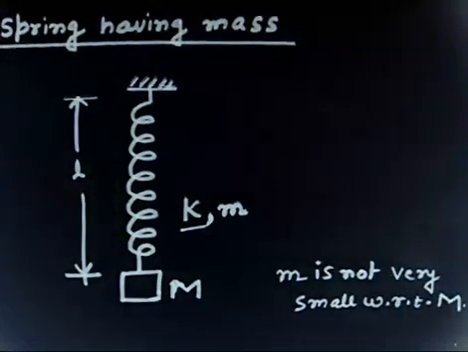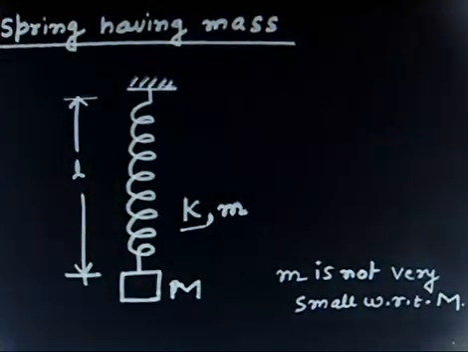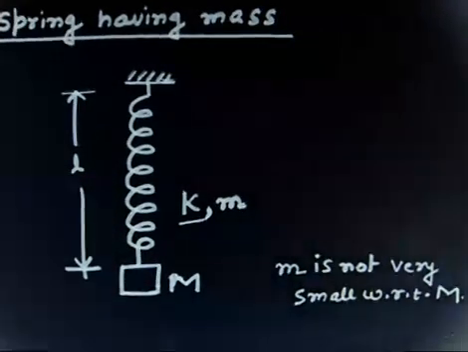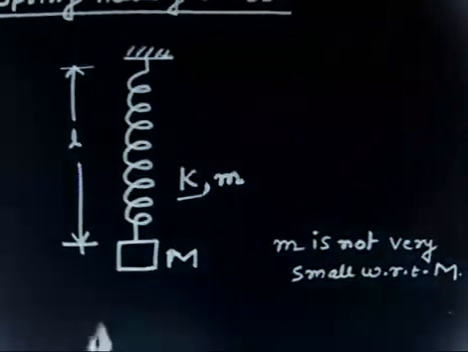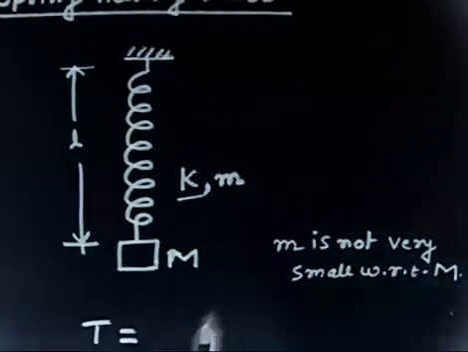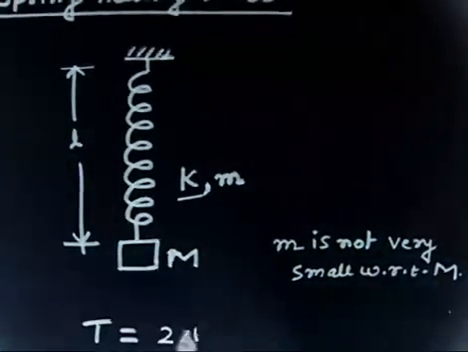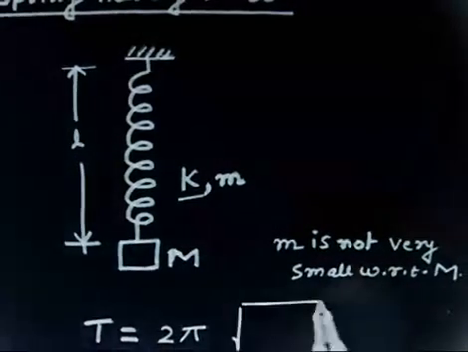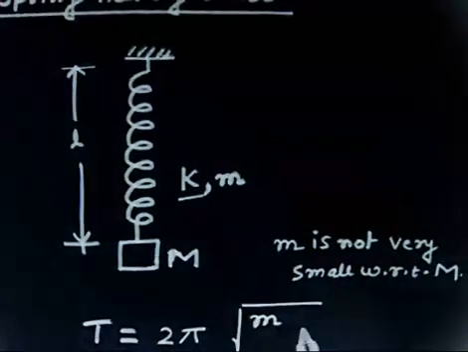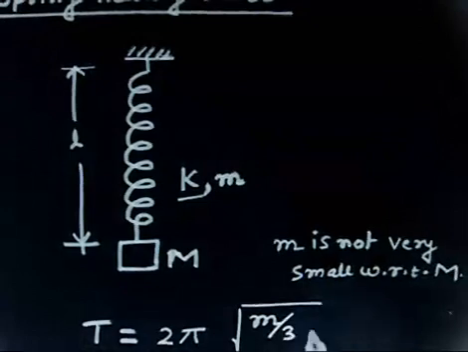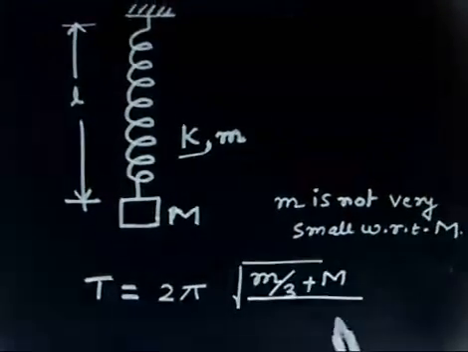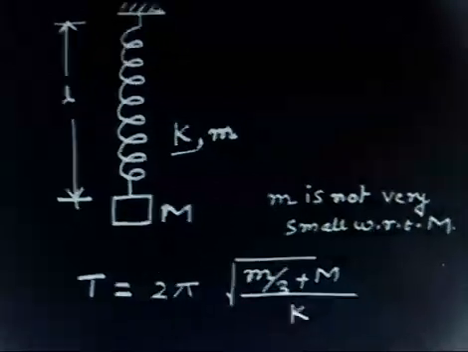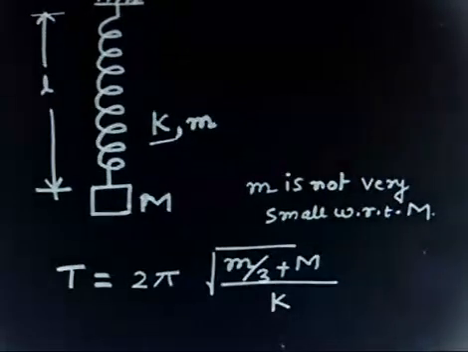Are you getting? Now the question says, so that the period of vertical oscillation is, so we have to find the time period for the vertical oscillation. So this says T will be given as 2 pi under root (m by 3 plus capital M) divided by K. So in this case the time period is given by this expression. So how will you proceed for this one?